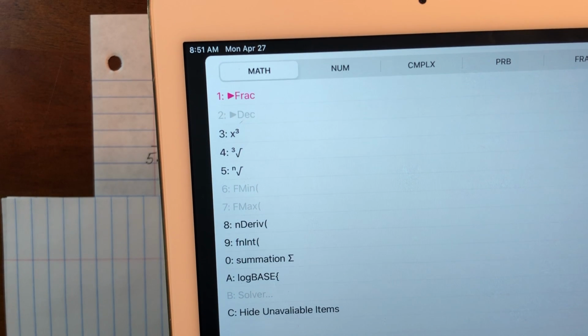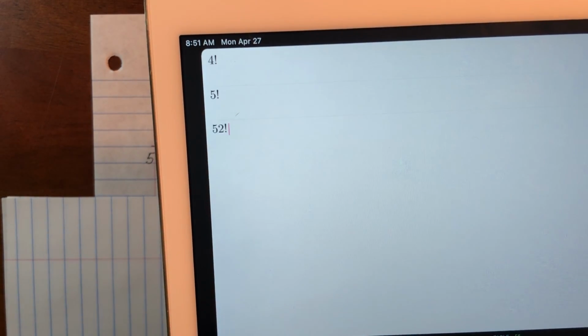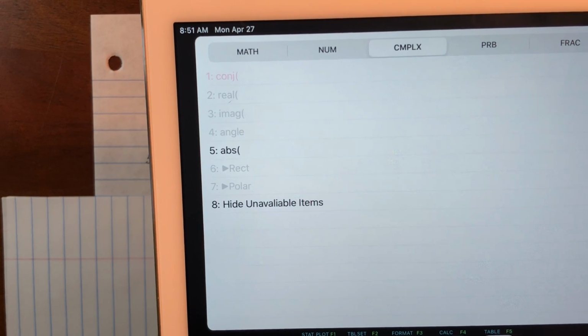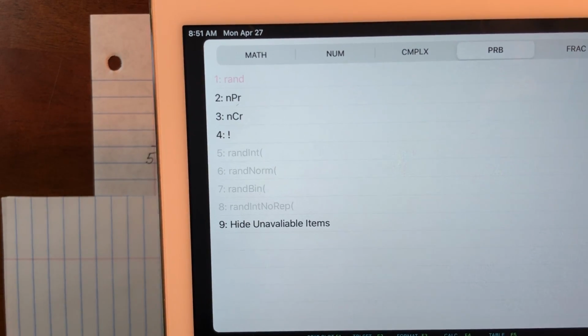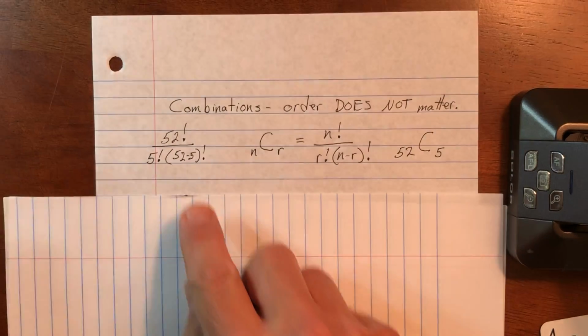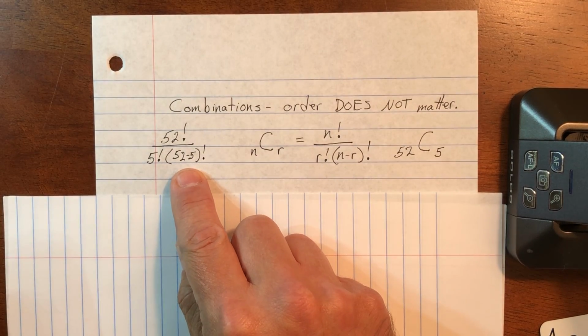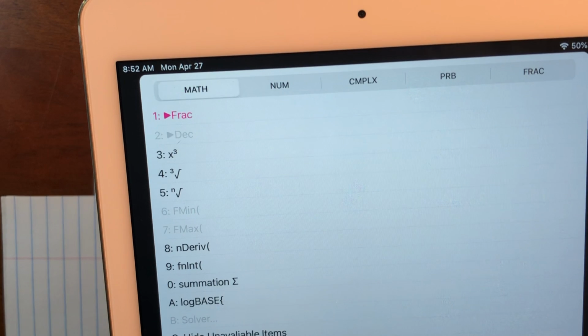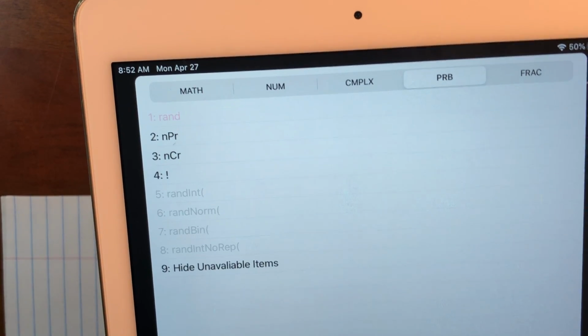So let's see here, 52 factorial divided by, I'm going to use parentheses for this so that it all goes in the denominator, 5 factorial times, well, let's figure out what is 52 minus 5. That would be 47, right? So let's just type in 47 factorial. That'll be easier. 47 factorial.